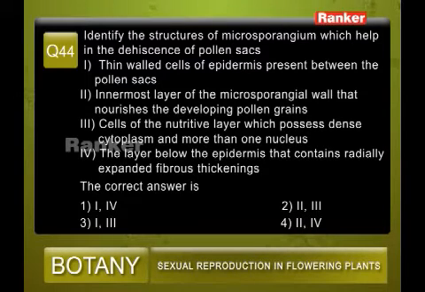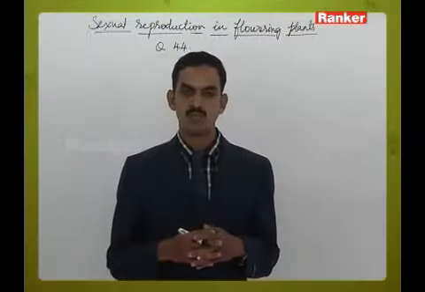3. Cells of the nutritive layer which possess dense cytoplasm and more than one nucleus. 4. The layer below the epidermis that contains radially expanded fibrous thickenings. Okay. The correct options we had to choose from the 1, 2, 3, 4.